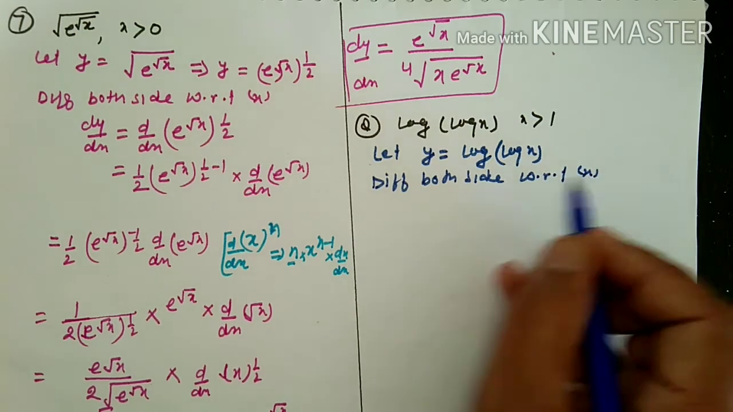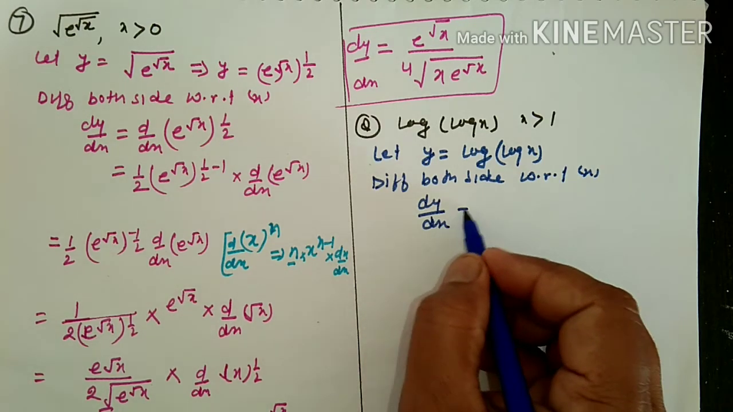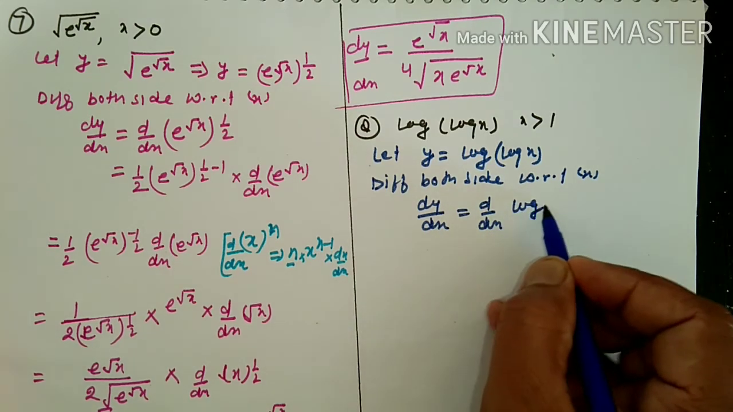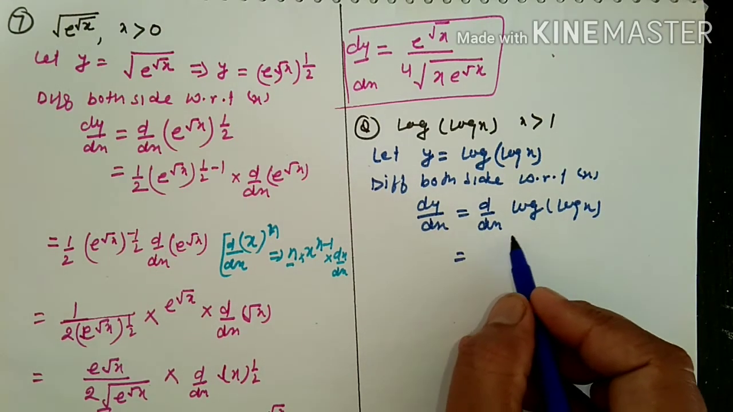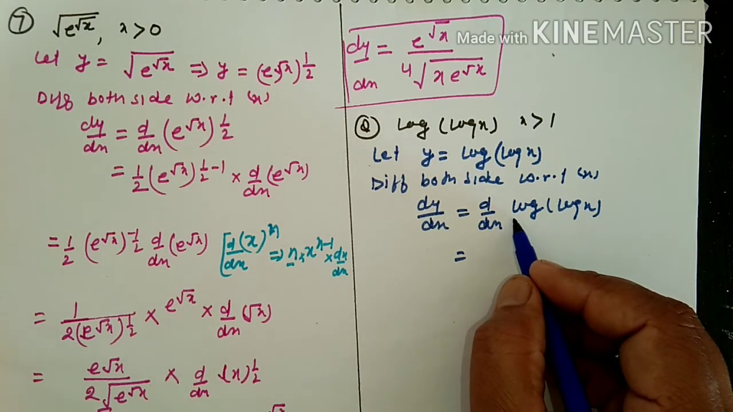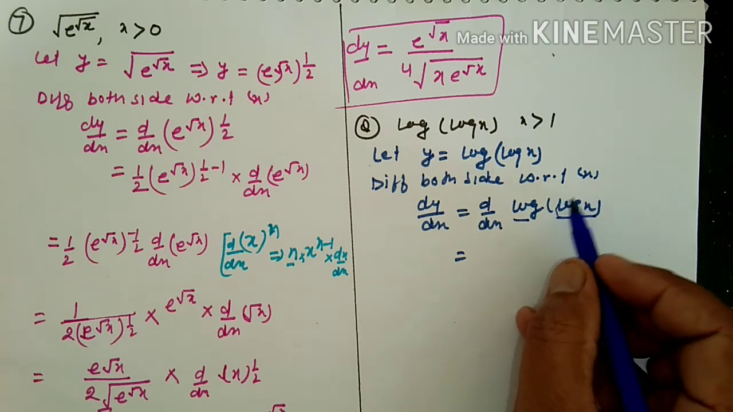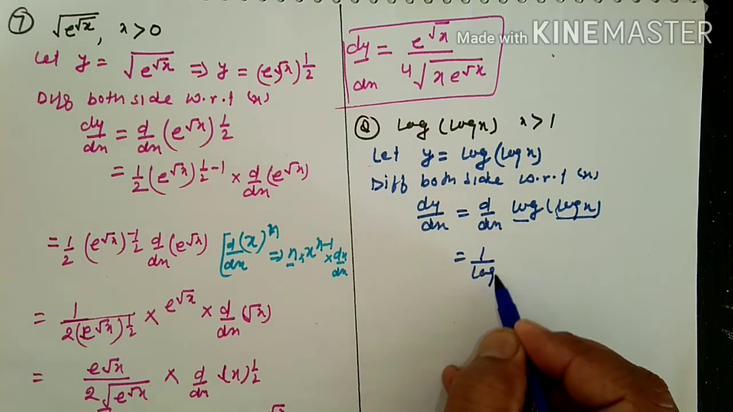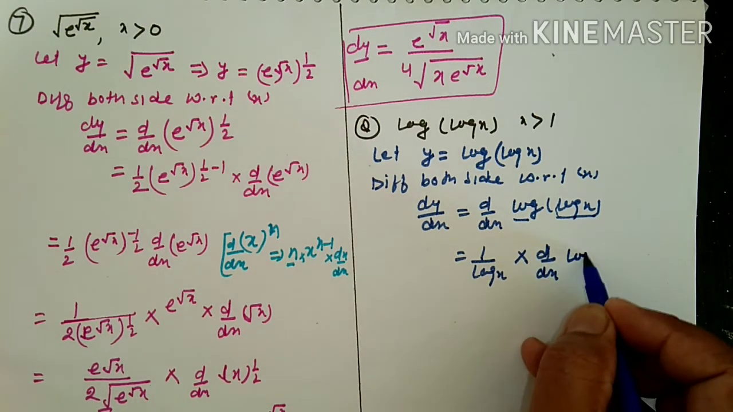So differentiating both sides with respect to x, we get dy upon dx is equal to d upon dx of log log x. Clear? The differentiation of log, where the argument is log x, a variable, we write 1 upon log x into the differentiation d upon dx of log x.